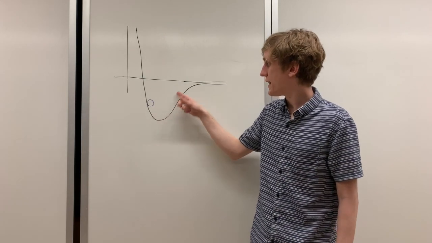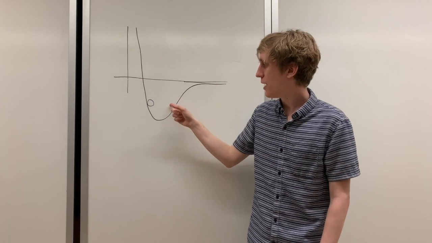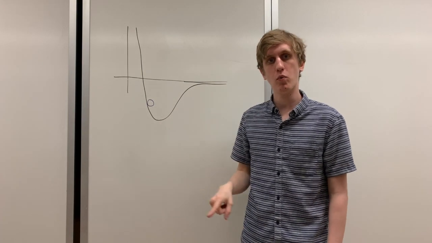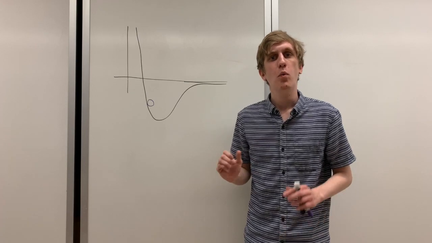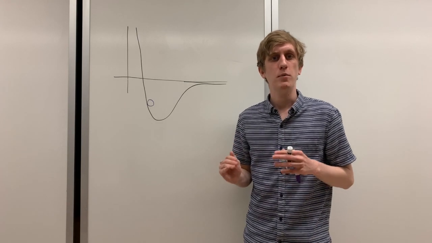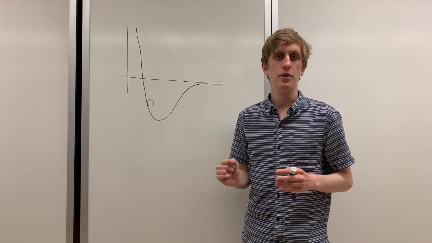However, there's no way that it'll get all the way out. At some point, it will turn around and start rolling back the other way. We're going to use this potential energy graph when we're talking about bonds between atoms, but we'll save that for a later video.